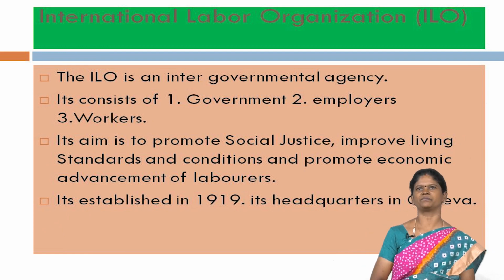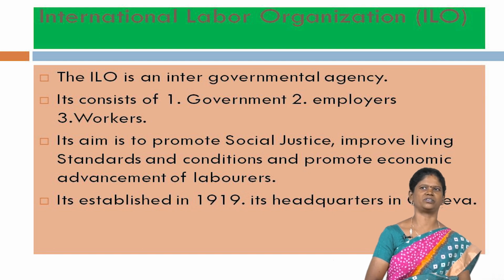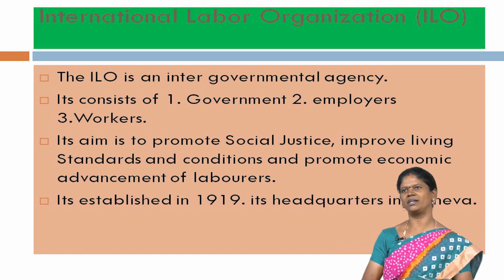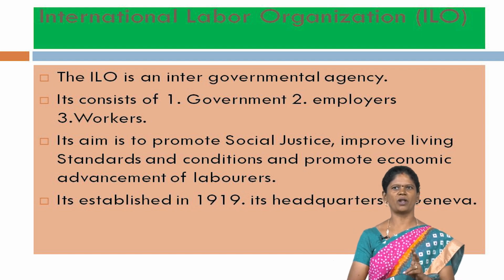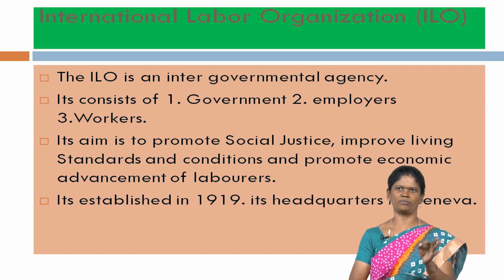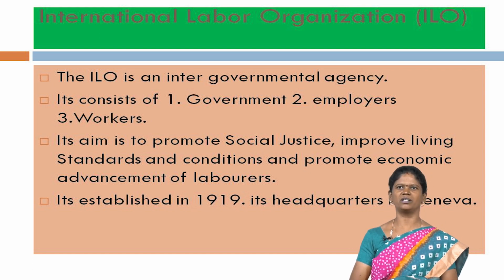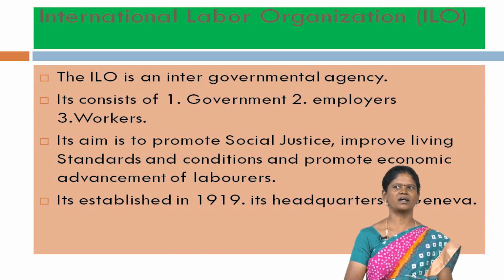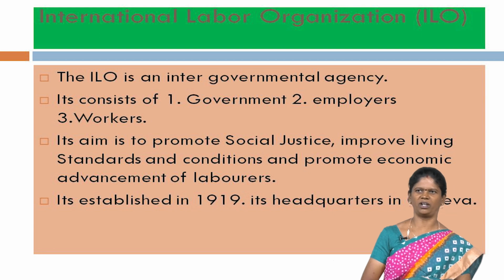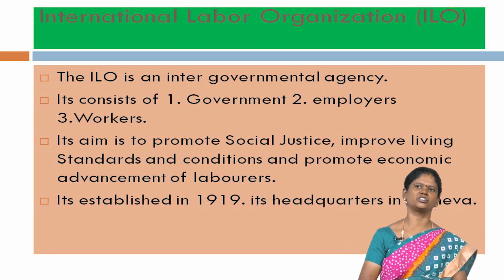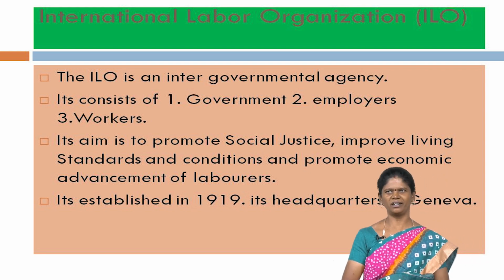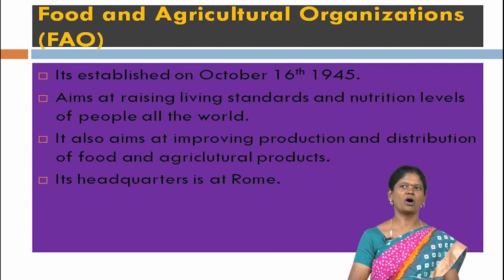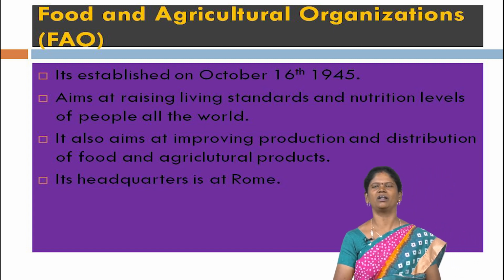Another specialized agency, the International Labour Organization, the short form ILO. The International Labour Organization is an intergovernmental agency. It consists of three categories: the government, employers and workers. Its aim is to promote social justice, improve living standards and conditions and promote economic advancement of laborers. It was established in 1919, and its headquarters is in Geneva.